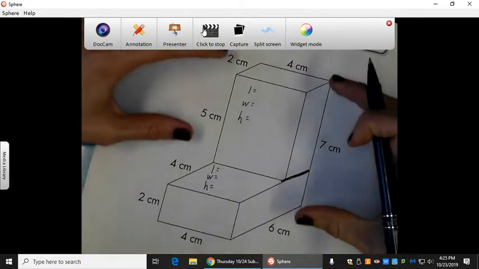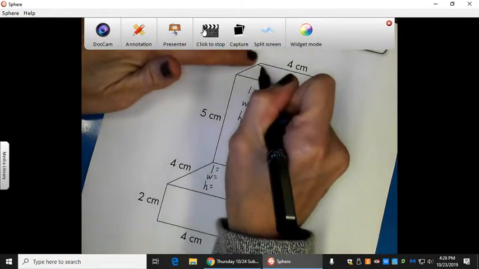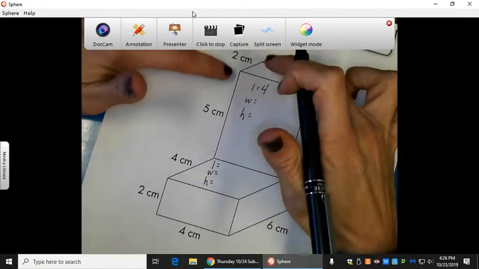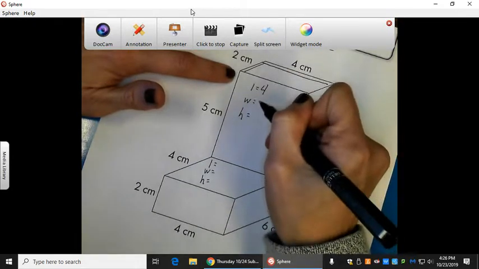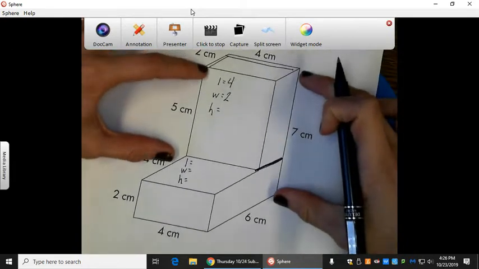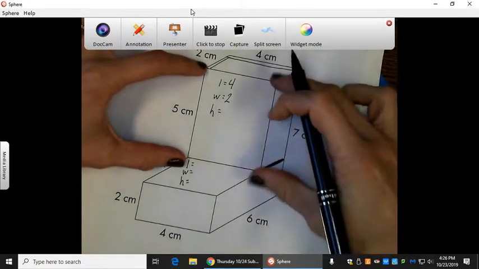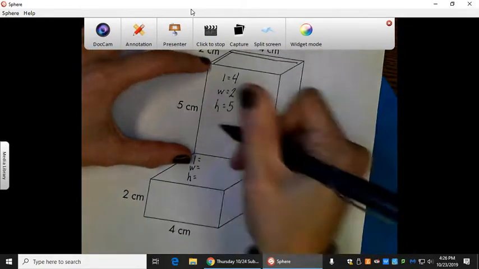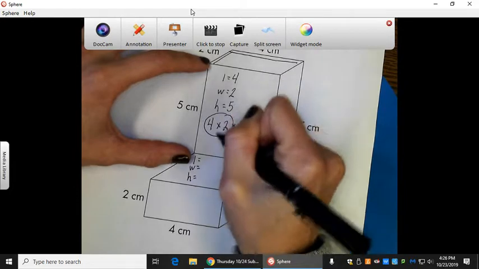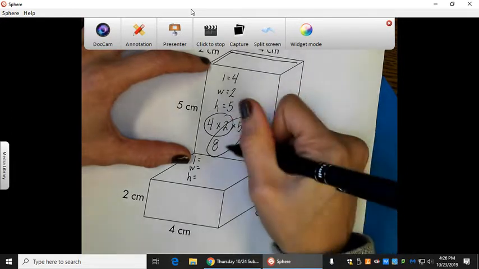If I want to find the length of this, how long it is, I'm going to say it's 4. Okay, that one wasn't so bad. The width, how fat or wide it is, 2. Not so bad. And now the height. This is tricky because I have 2 different measurements here. But look, I am only going from here to here. So the height here is 5. And now I multiply length times width times height. Length times width gets me 8. And then 8 times the height, 8 times 5 gets me 40.